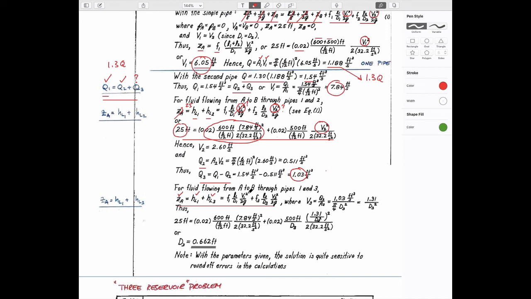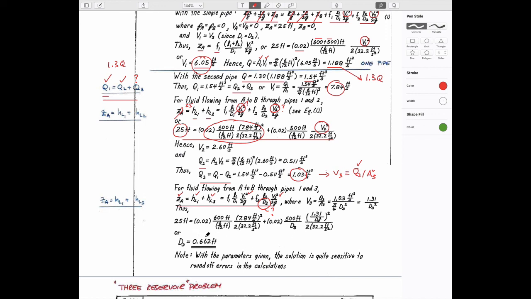We know what the velocity is in pipe 1, and we do know what the velocity is in pipe 3 as well, but what we don't know is this. So we have one equation where we know 25 feet, we know what this term is, and we know what this velocity is as well, because we just calculated a flow rate. If we have a flow rate, then the velocity V3 is equal to Q3 over A3. We don't know this, so we have to write it in terms of that.